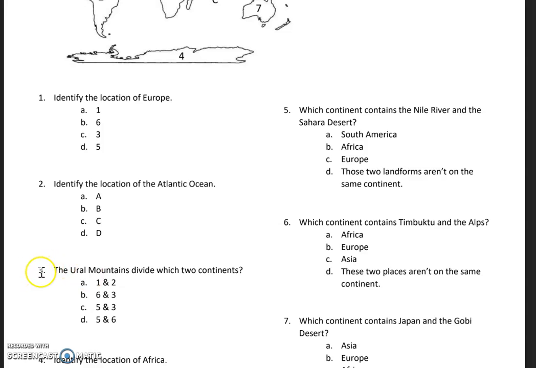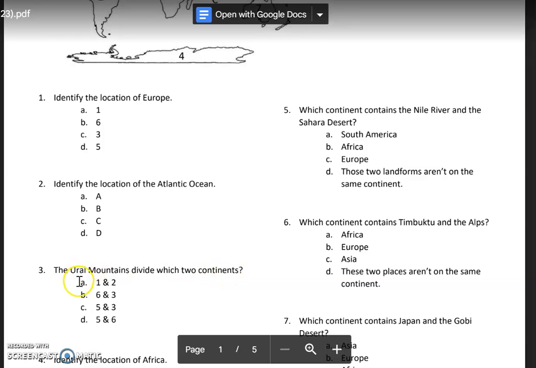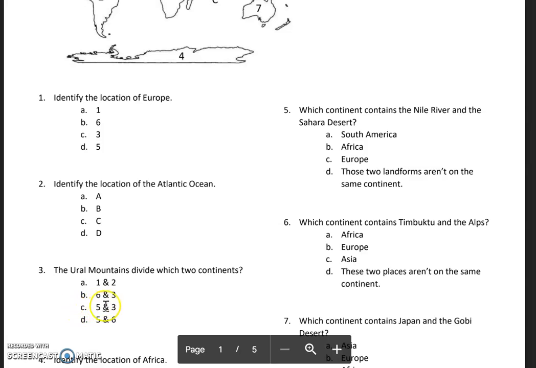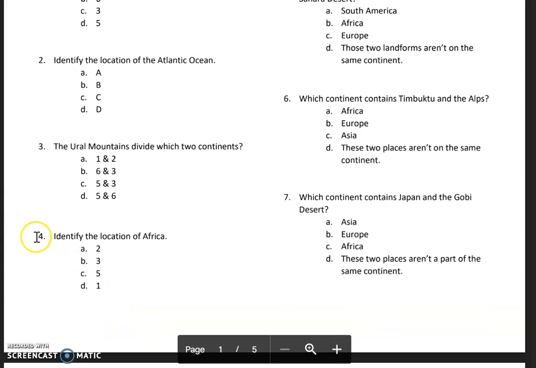Number 3, the Ural Mountains divide which two continents? A, 1 and 2, B, 6 and 3, C, 5 and 3, D, 5 and 6. Number 4, identify the location of Africa. A, 2, B, 3, C, 5, D, 1.